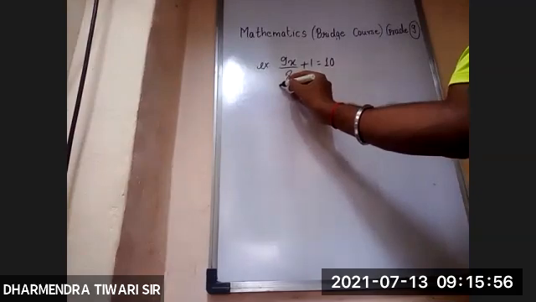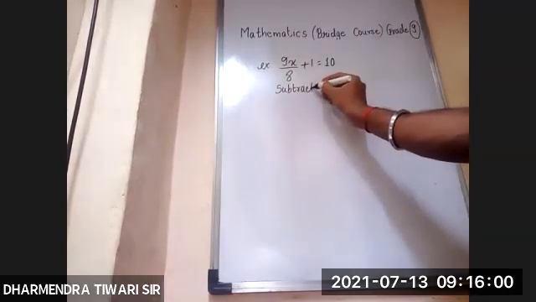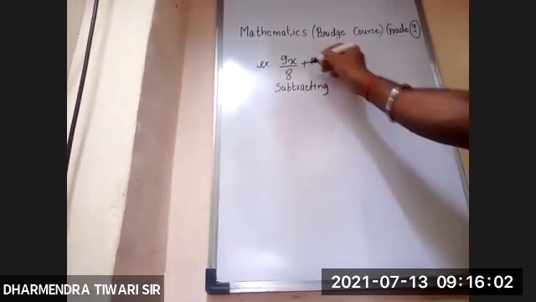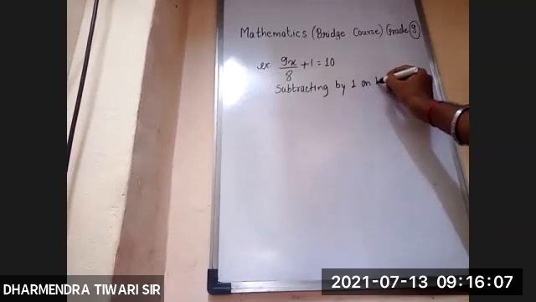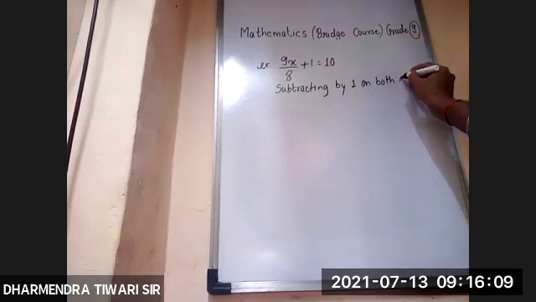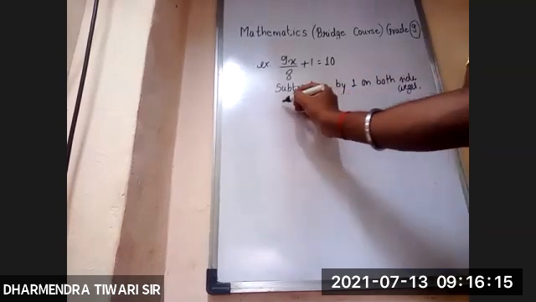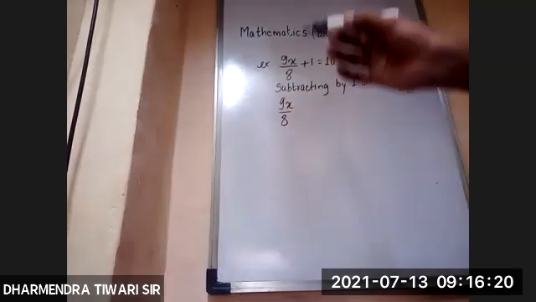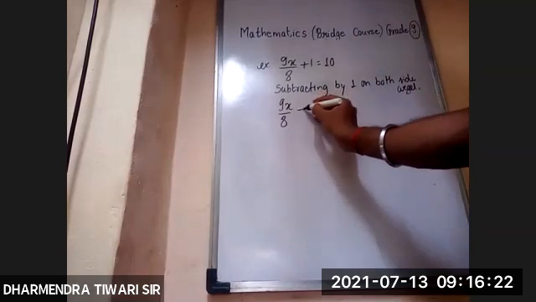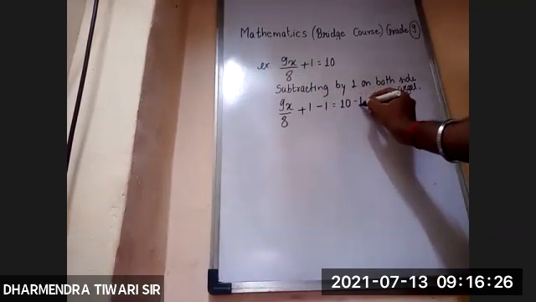So subtracting by what? 1 on both sides. We get 9x upon 8 plus 1 minus 1 is equal to 10 minus 1.